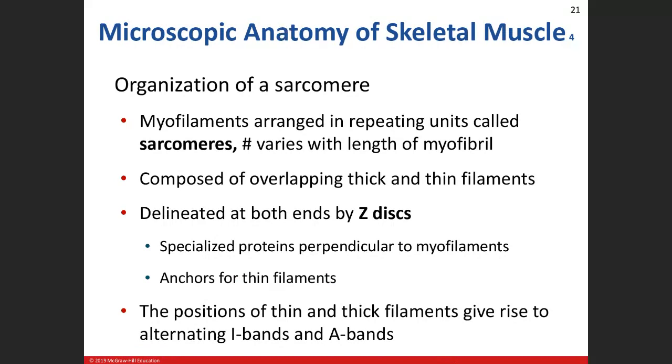So you heard the term sarcomere. This is the functional contractile unit of the muscle fiber, of the myofilament, I should be more specific. They're basically a repeating unit that we just stack end to end to end.